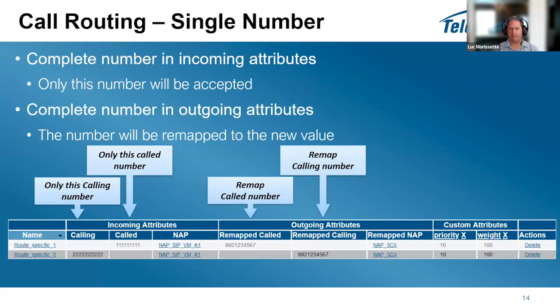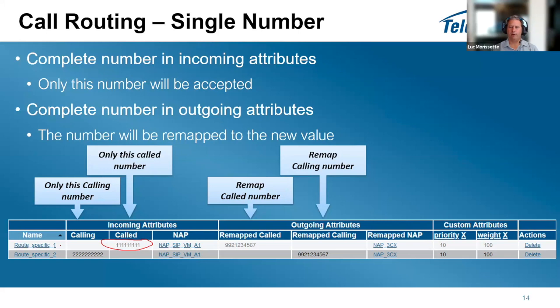For specific cases, you can also use single numbers or complete numbers in the attribute. So for example, you choose a number like 1111. Only this number will be accepted to choose this route. So let's say I call it route specific 1. It will get only this call number. This is usually when we want to do some test calls in the system. So we can add specific routes like that.